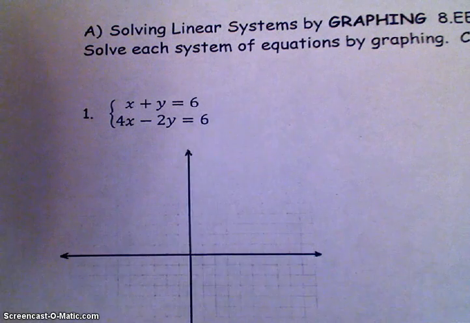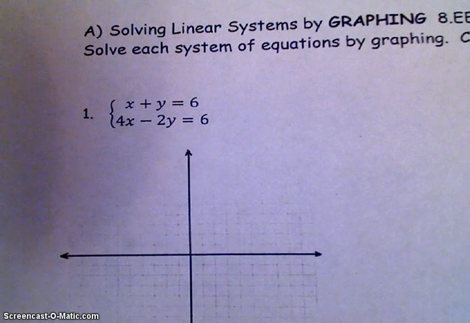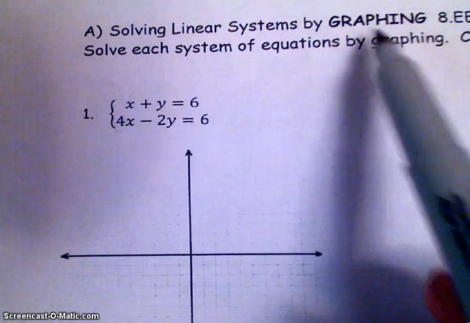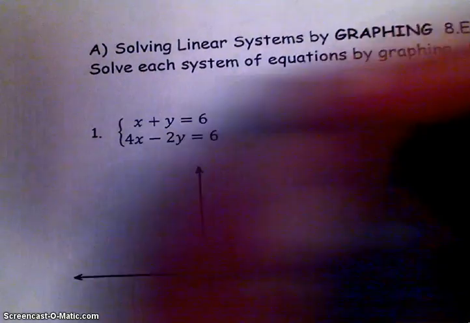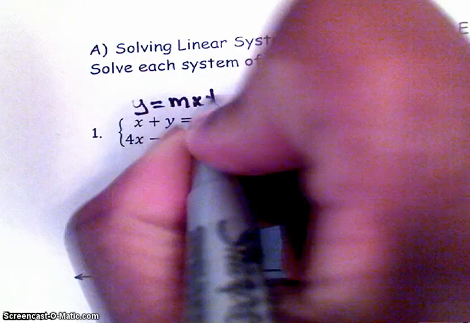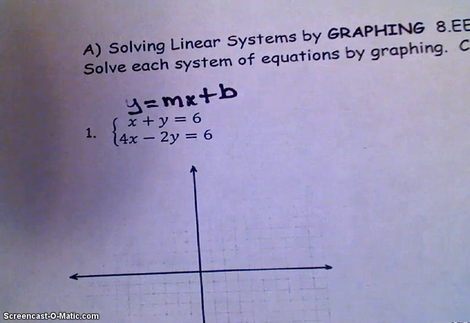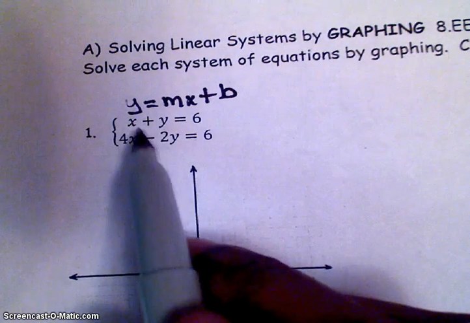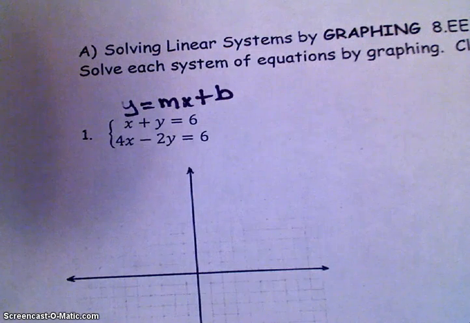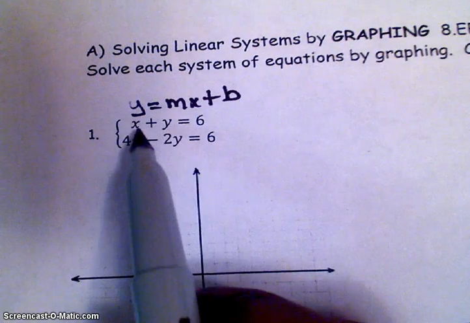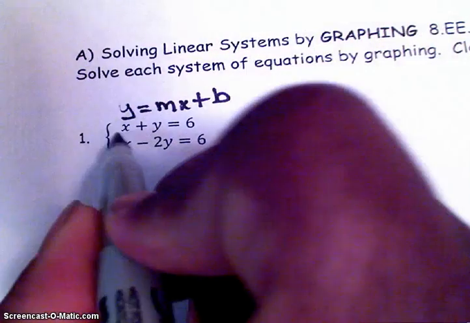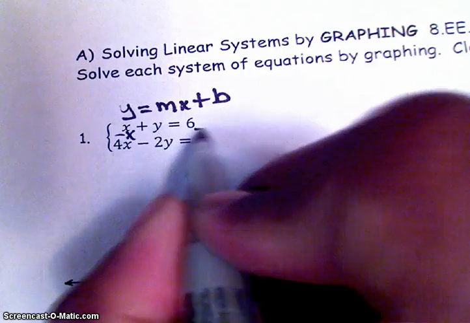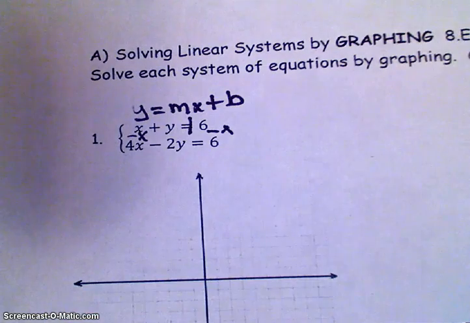All right, the first problem says to solve the system by graphing. So by graphing, I have to graph both of these lines. When I'm graphing, I want to make sure my lines are in the form y equals mx plus b. If I look at the first equation, I don't have y by itself, so I need to get rid of this x. I'm going to subtract x from both sides of the equal sign.